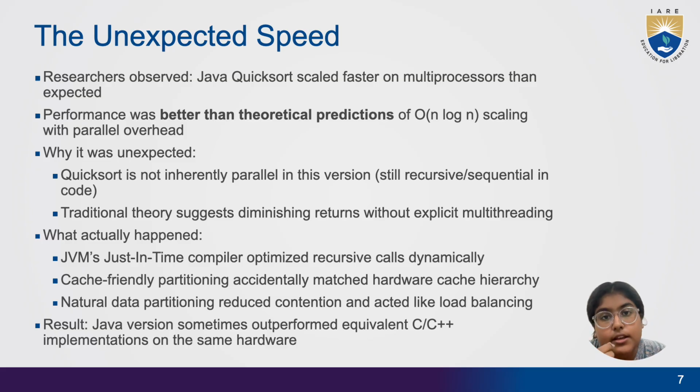Partitioning in quicksort aligned well with cache hierarchies, making memory access faster. And the recursive structure naturally balanced workload across cores, even though no explicit parallelization was written. The result? Java Quicksort sometimes even outperformed equivalent C or C++ implementations on the same hardware. This was unexpected because traditionally C and C++ are seen as faster, lower level languages.